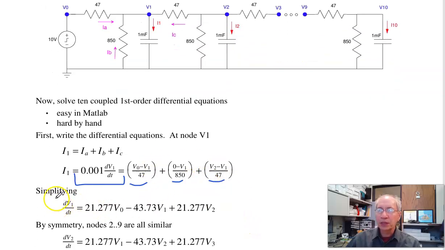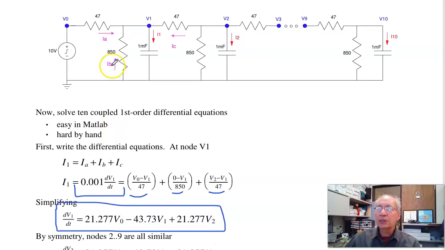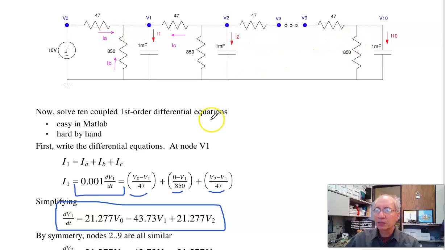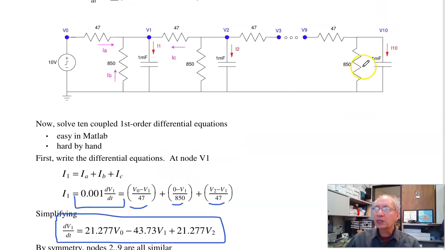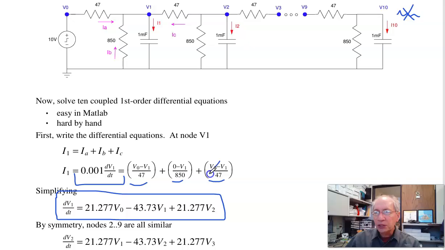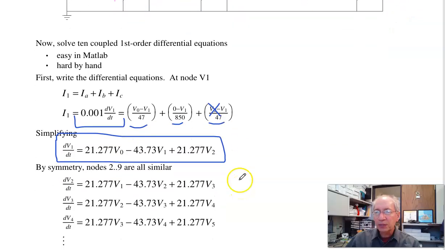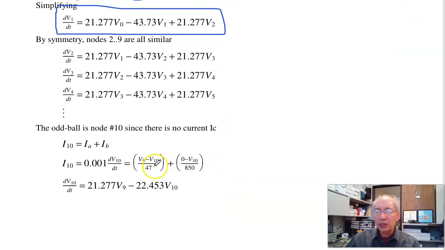Doing some algebra, this is the differential equation at node 1. Due to symmetry, it'll be the same at every node 1 through 9. So node 2, just shift the indices, node 3, node 4, and so on. The oddball is node 10, because there is no extra 47 ohm resistor. This guy's not there, which means that this term won't be there at node 10. Doing those two terms, what you wind up with is node 10, here's the equation, or that's the differential equation at node 10.